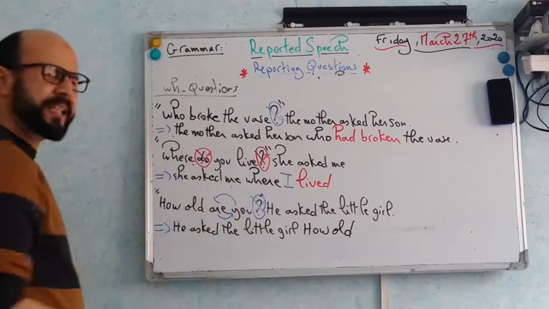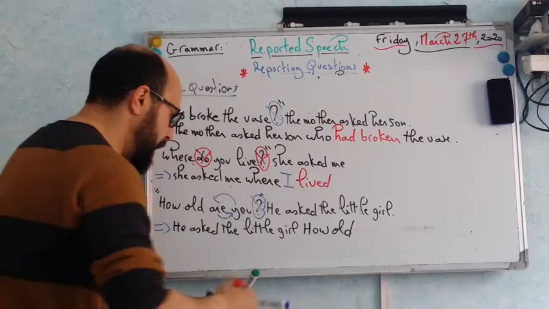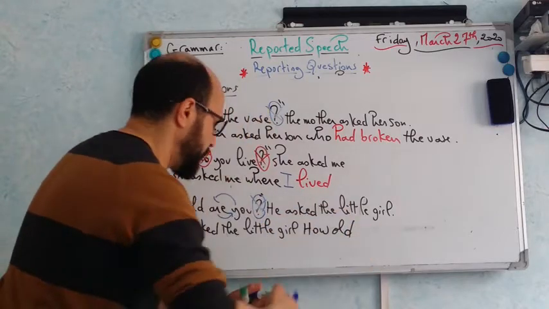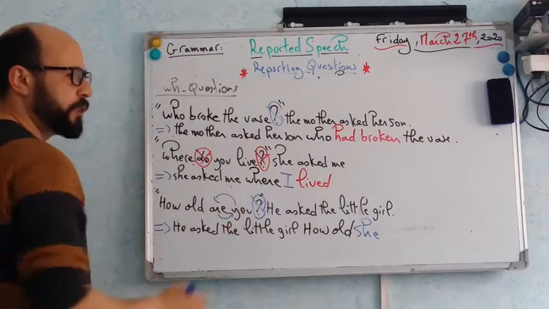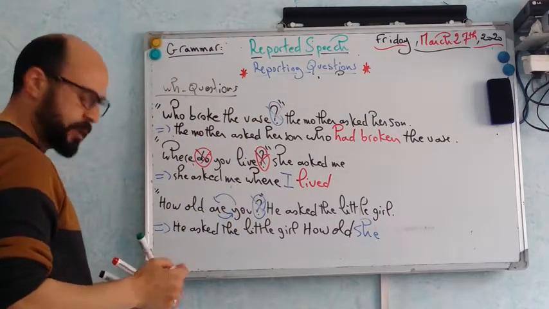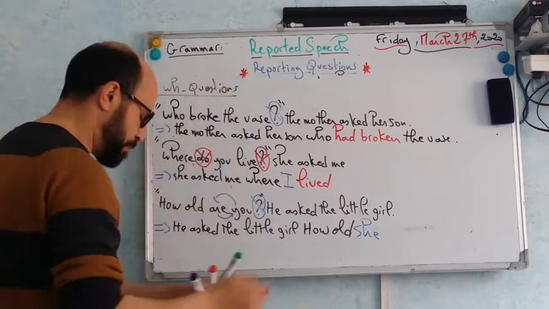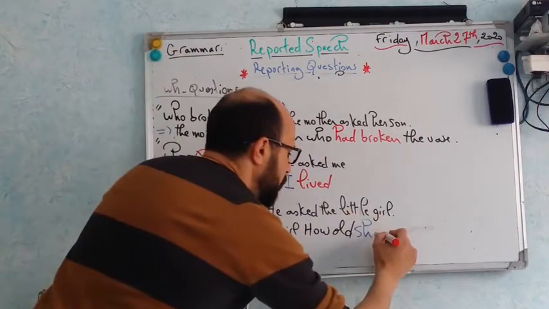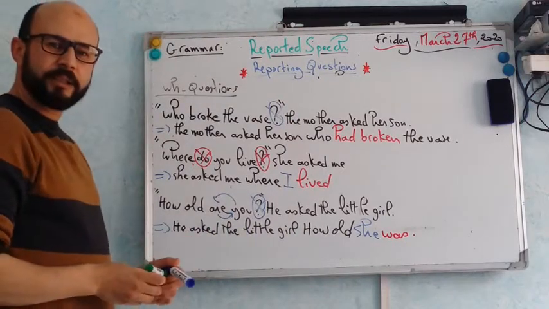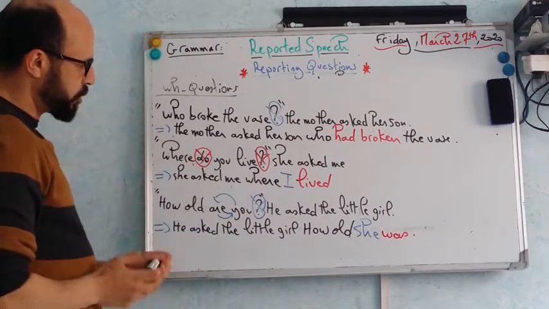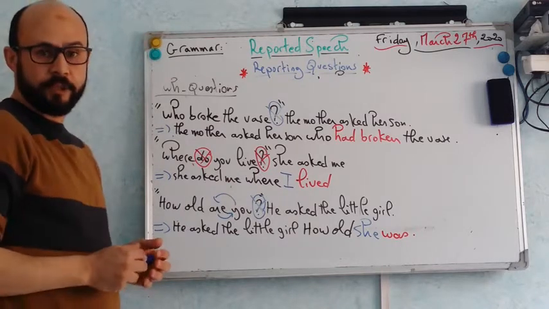Now you is speaking to me? No, he is speaking to the little girl. So the girl is she. Very good. How old? She, how old? The verb are, it's the verb to be in simple present. So simple present in the table of changes becomes simple past. How old she was. And we finish. So this is the way we transform questions from direct speech into indirect speech.